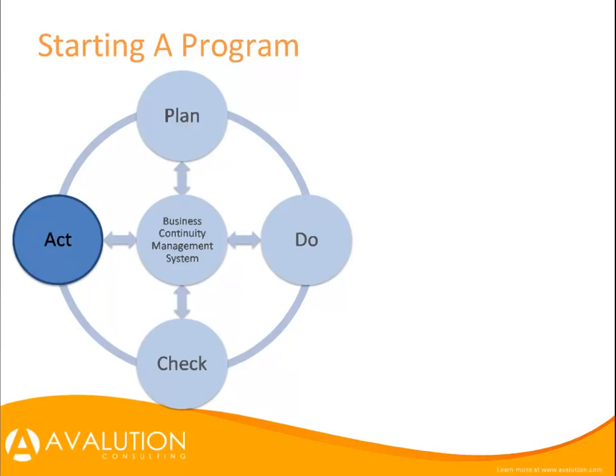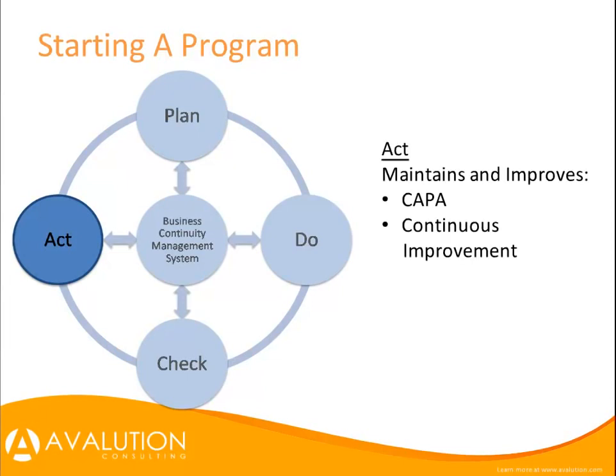The final process, ACT, maintains and improves the program by taking preventative and corrective actions based on the results of management review and reappraising the scope, business continuity policy, and objectives. This includes updating and maintaining the corrective actions and preventative actions, or CAPA, list, as well as ensuring continuous improvement of the business continuity program in order to constantly align the business continuity program to management expectations.